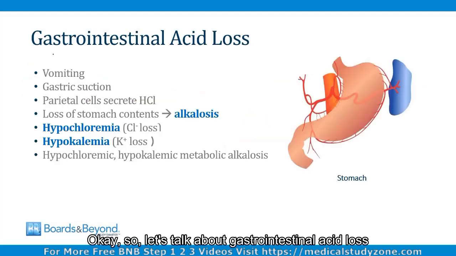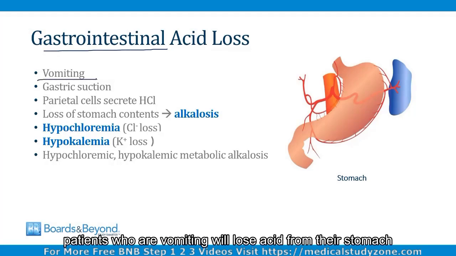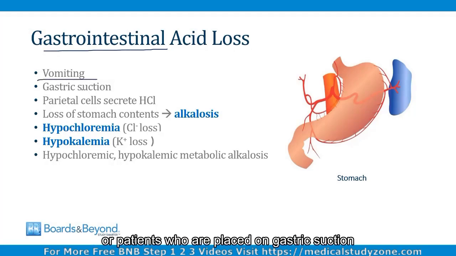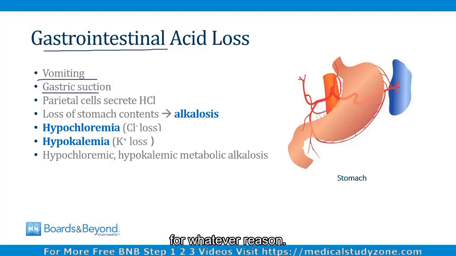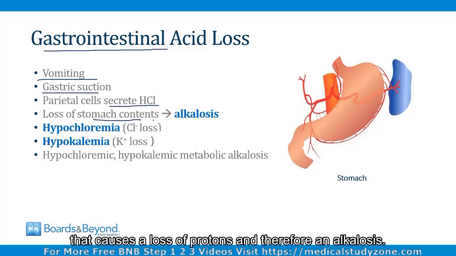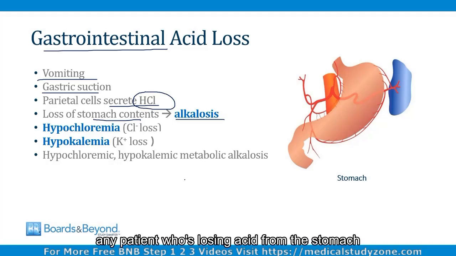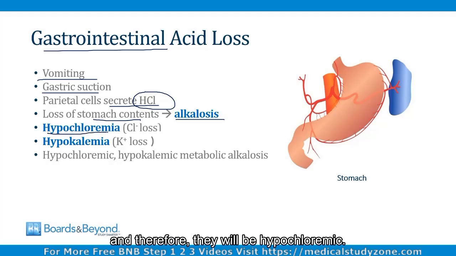Okay, so let's talk about gastrointestinal acid loss as a cause of metabolic alkalosis. This is very common in ill patients. Patients who are vomiting will lose acid from their stomach, or patients who are placed on gastric suction for whatever reason. Your parietal cells in your stomach secrete hydrogen chloride, and so when you lose stomach contents for any reason, that causes a loss of protons and therefore an alkalosis. Importantly, because the parietal cells also produce chloride along with protons, any patient who's losing acid from the stomach is also going to lose chloride, and therefore they will be hypochloremic.